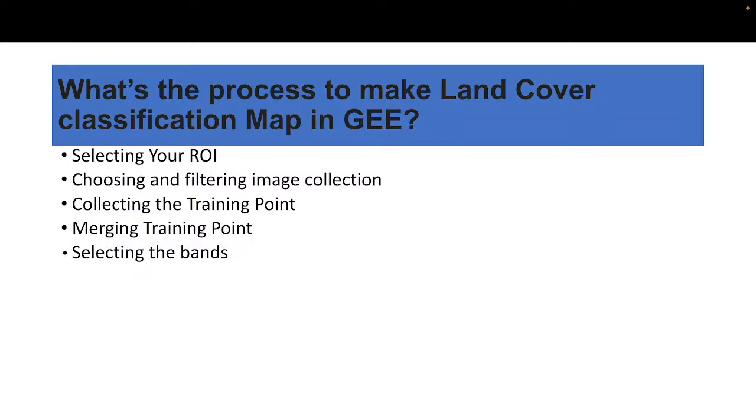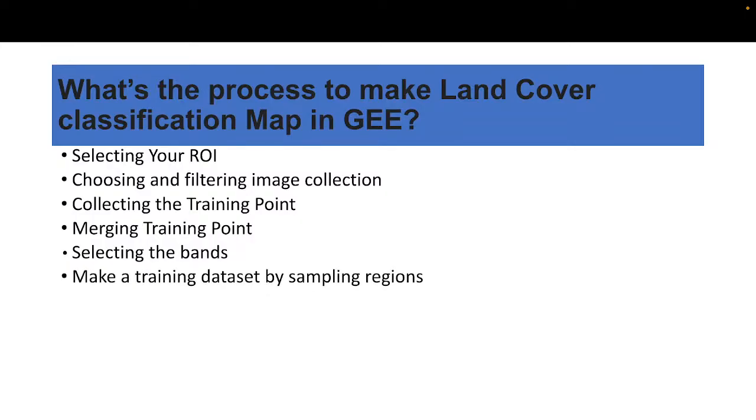So we simply select the bands. For different types of land use land cover classification, we need to select different types of bands, and we also need to input some external bands to get high accuracy of land use land cover classification. Then we can simply extract the pixel values.